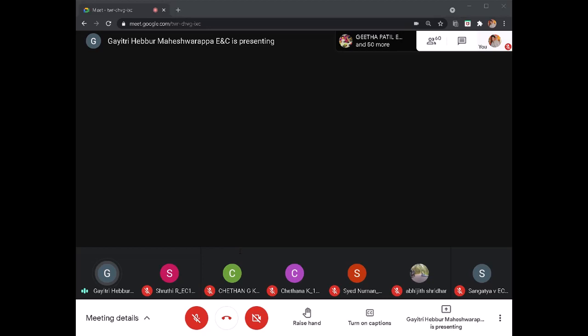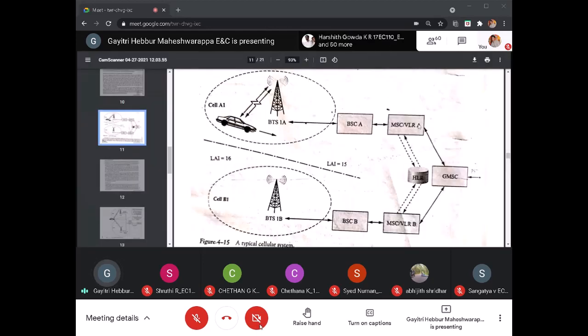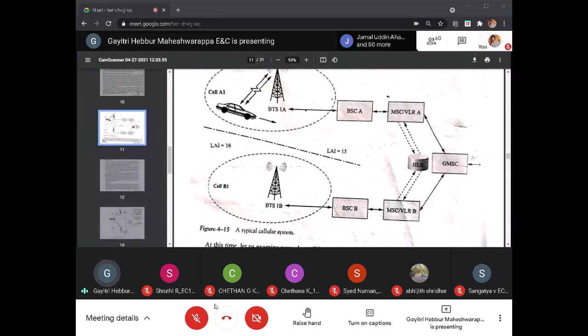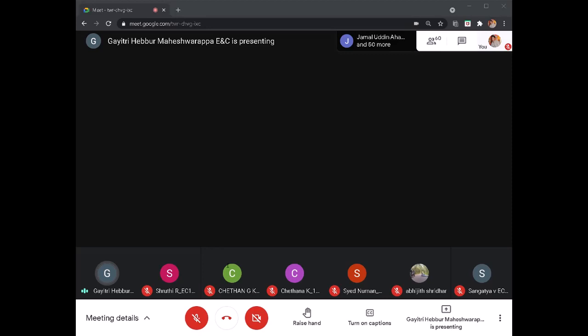Okay, so the same process will happen for base station A and our location will be updated in the VLR. Any call from cell B will take the information from VLR A and the base station controller will transmit the call to the particular cell. So this is how the location update between the two network elements works. So based on the location updation, the call will be connected to the particular mobile station. This is how it works.